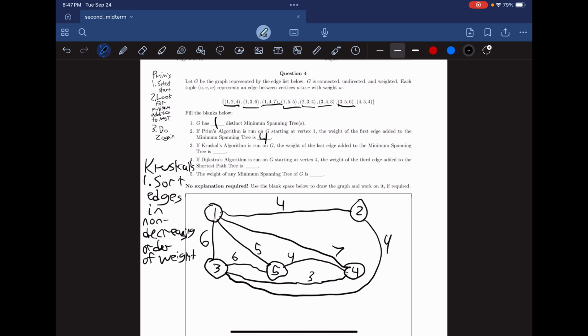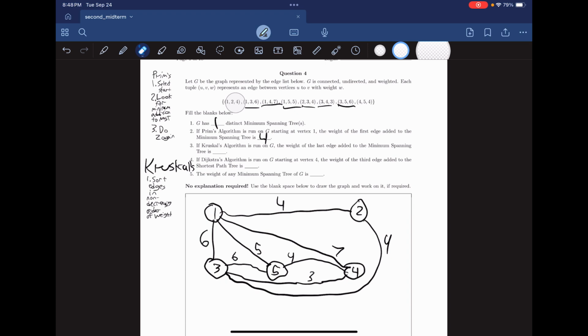Apologize for my poor handwriting. I'm struggling to get it in this small area. I'm trying to minimize this a little bit. So we are supposed to sort all of the edges in non-decreasing order of weight. In other words, we're basically taking all of the edges that we have here in this edge list at the top, and we are going to try to sort them in order of weight value.